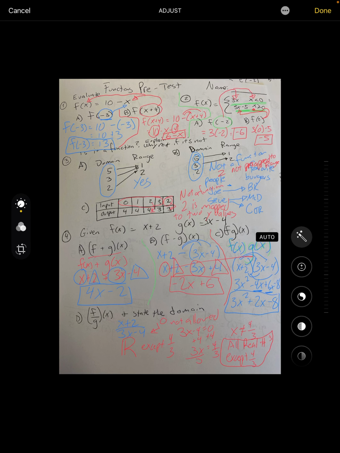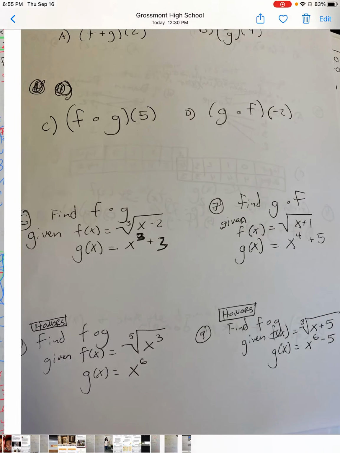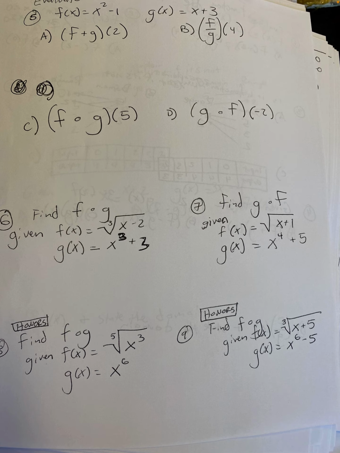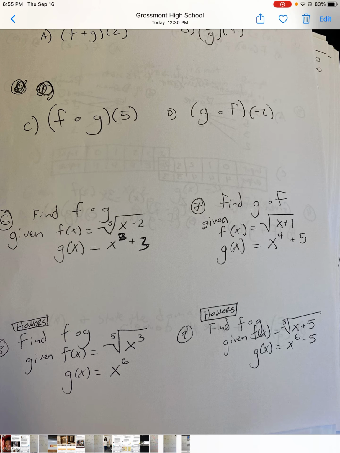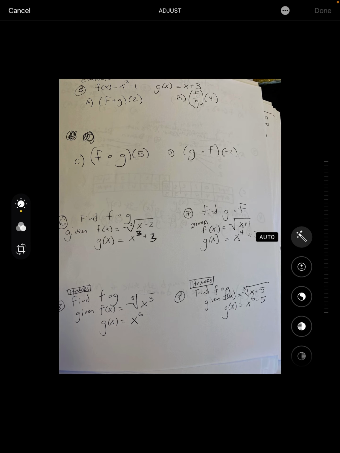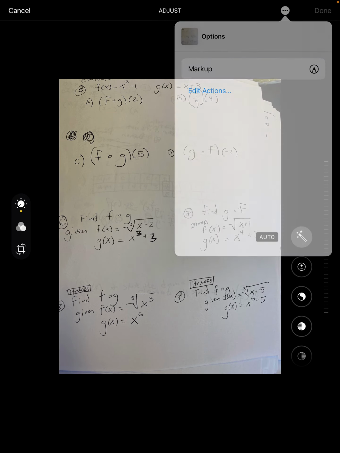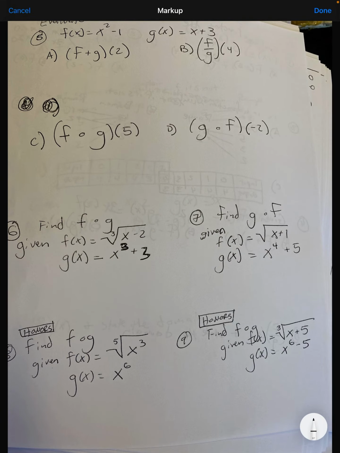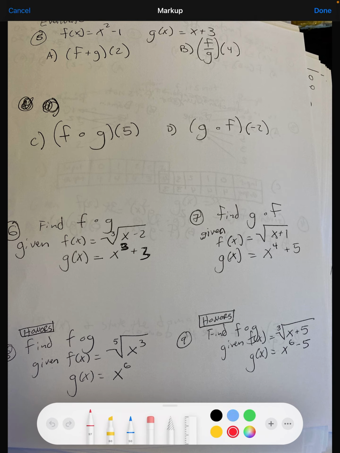I also want to do the next one. So markup. We're gonna mark it up. All right. So here they want you to evaluate.